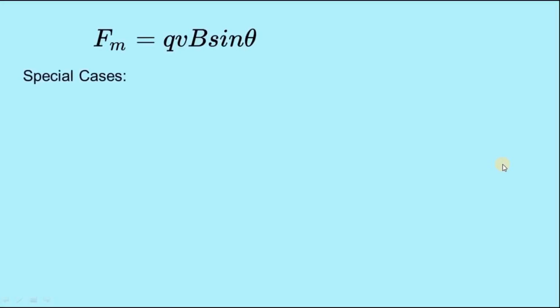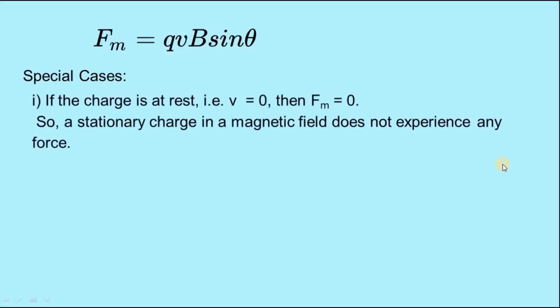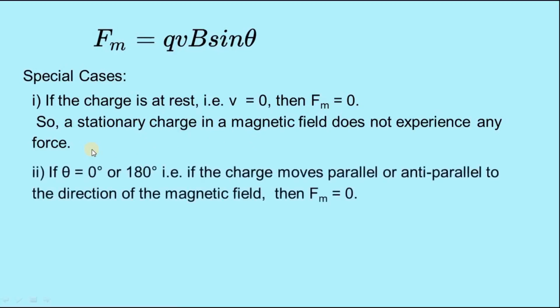Now we will discuss some special cases. First one, if the charge is at rest, then V is equal to 0 and consequently Fm will be 0. So a stationary charge in a magnetic field does not experience any force. If theta is 0 degree or 180 degree, the charge moves parallel or anti-parallel to the direction of magnetic field, then also sin theta will be 0, therefore force will be 0.